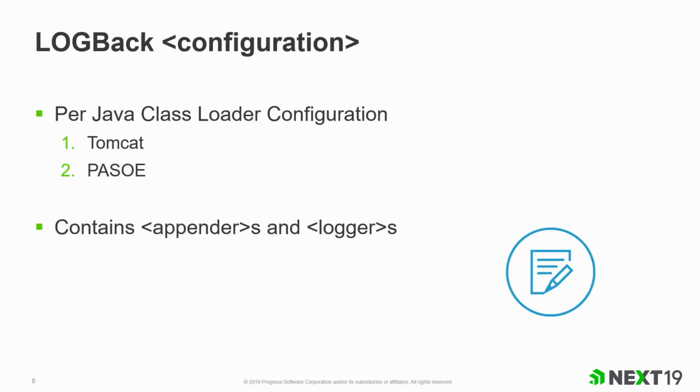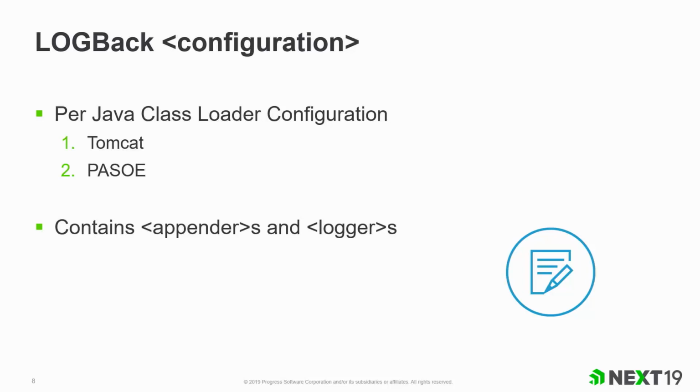All right, so logback configuration, what does that look like? I mentioned that logback is configured by a bunch of XML files. The top level XML tag is a configuration tag, and that configuration is a per class loader configuration. So we're still left with two configurations at the Tomcat level and at the ABL application level.